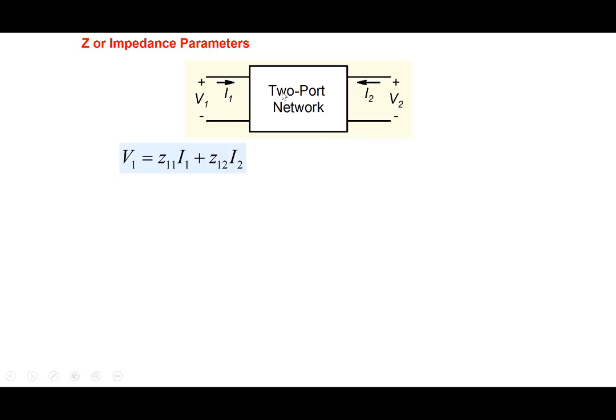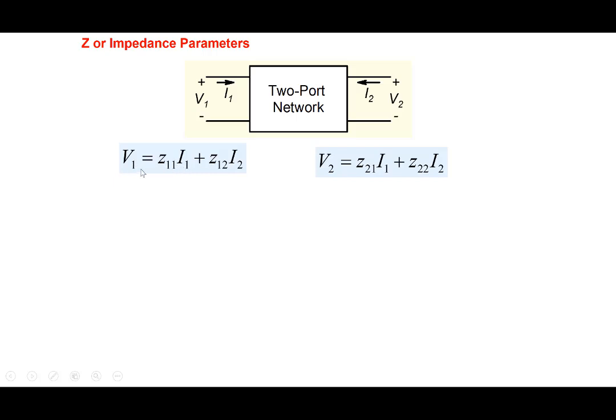In this case, we take I1 and I2 as 2 independent variables, and we express the remaining 2 variables in terms of I1 and I2. So we write V1 is Z11 I1 plus Z12 I2, and V2 is Z21 I1 plus Z22 I2. Now if I1 and I2 are 2 independent variables, V1 would obviously, because it's a linear network, depend linearly on I1. And V1 will also depend on I2 in general, so Z12 times I2.